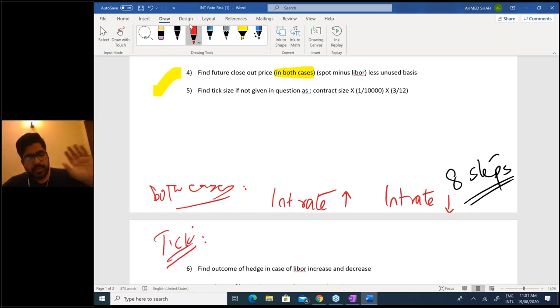Okay, in the majority of the questions, tick is given. If tick is not given, step 5 states you need to find tick as contract size into 1/10,000 into 3/12. What is tick?